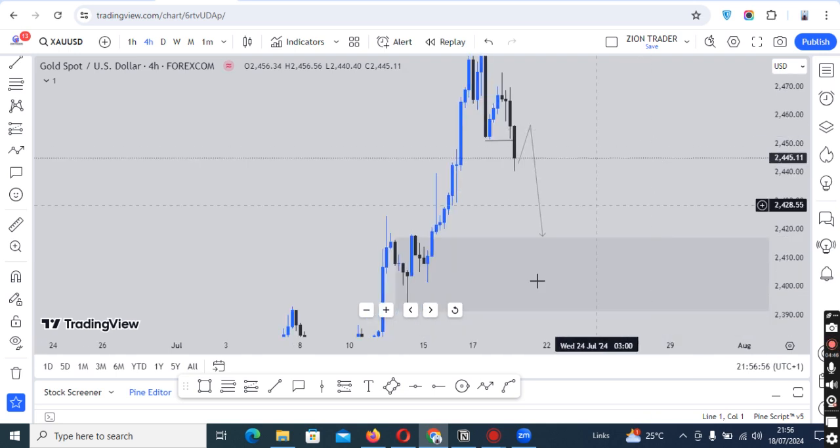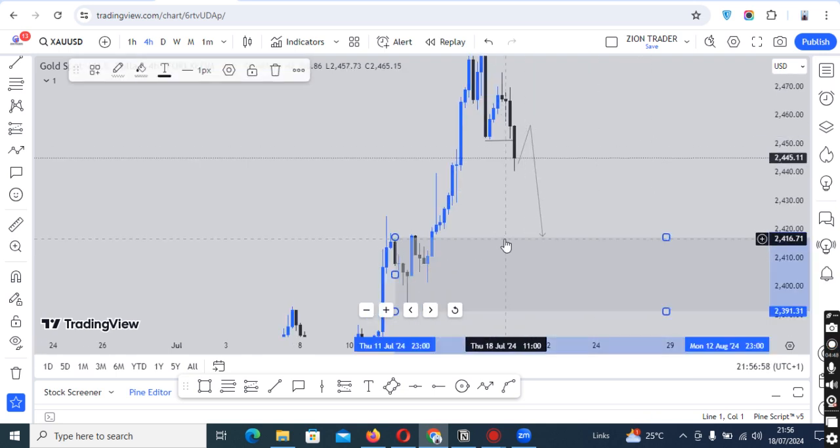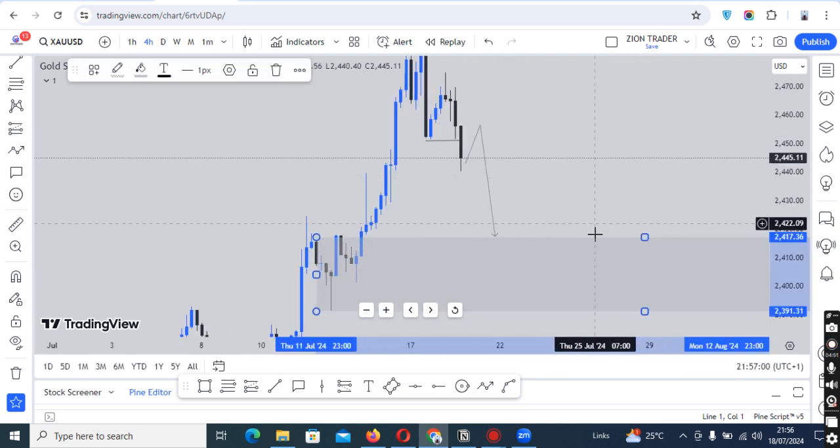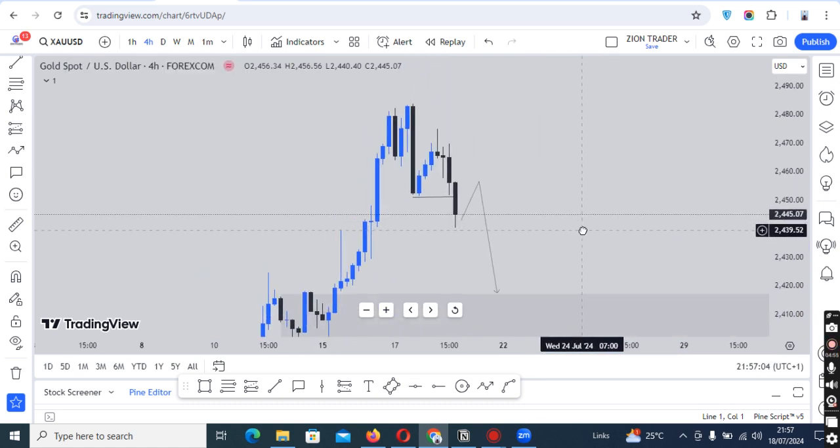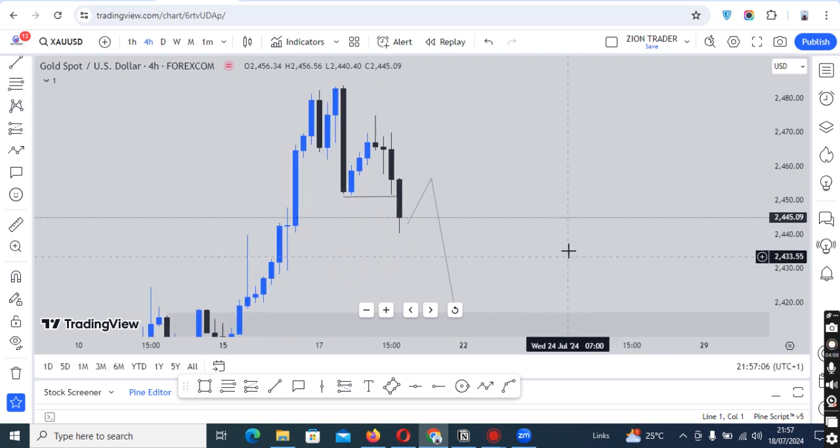However, this is our first point of interest for where we will start looking for buys. That's why we use confirmation entries where we start looking for buys. However, sorry, right now let's just keep on looking for sells.